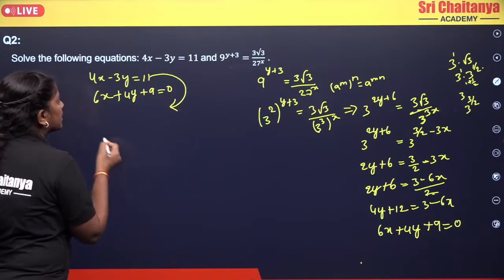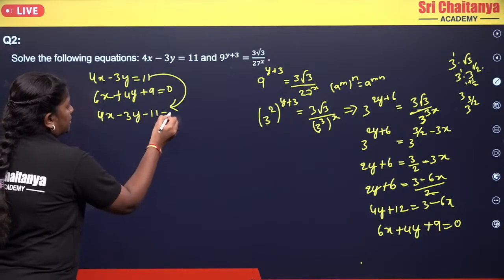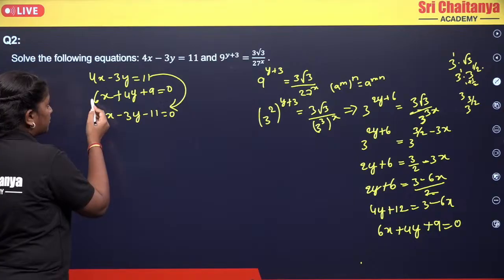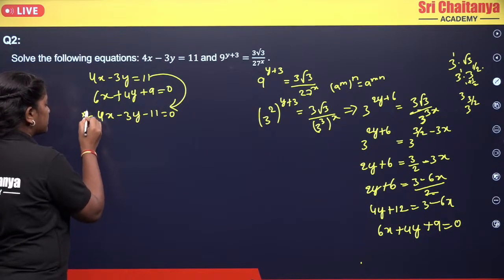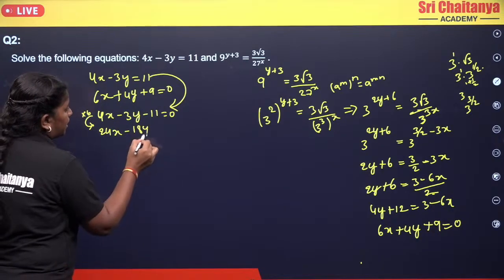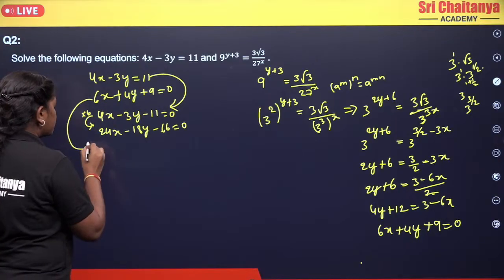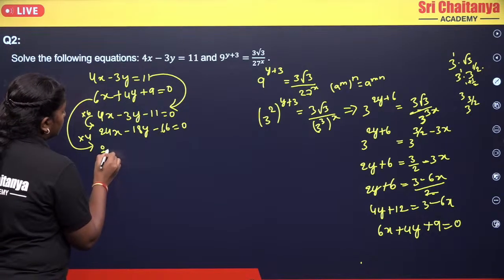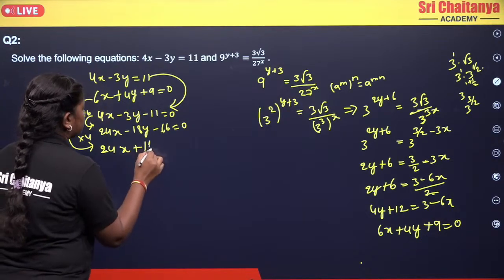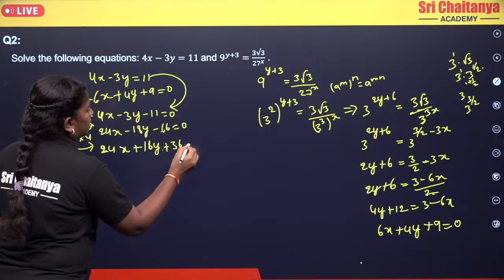And now this can once again be written as 4x minus 3y minus 11 equals 0. And we are going to convert. So this equation will be multiplied with 6. So that becomes 24x minus 18y minus 66 equals 0. And coming to the next, this equation will be multiplied with 4. So here it will become 24x plus 16y plus 36 equals 0.